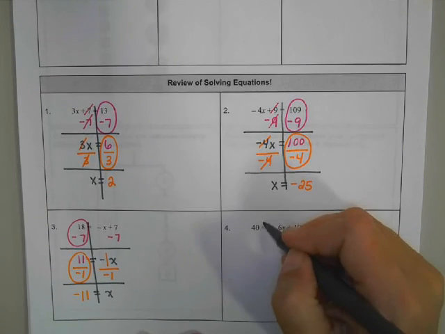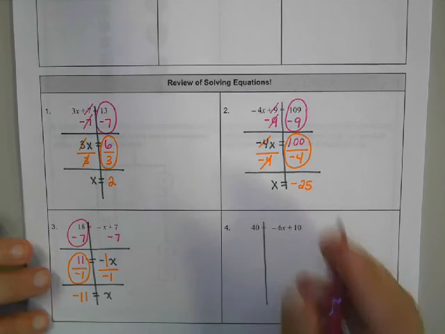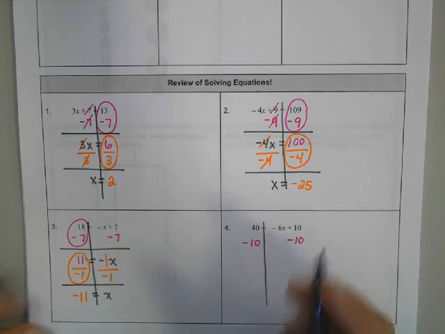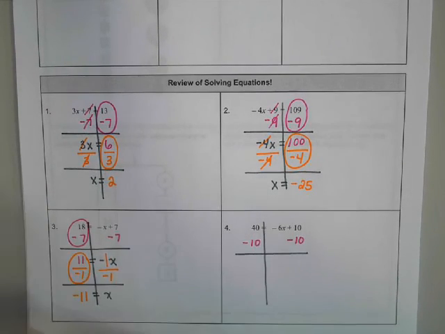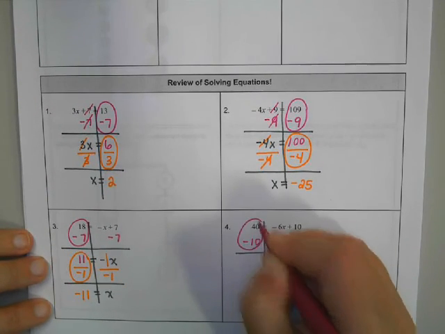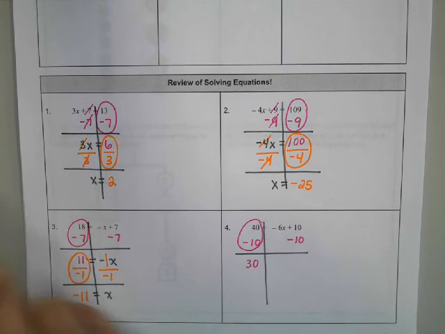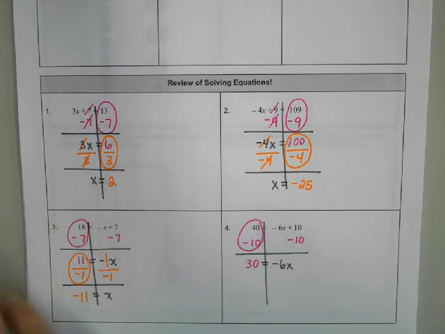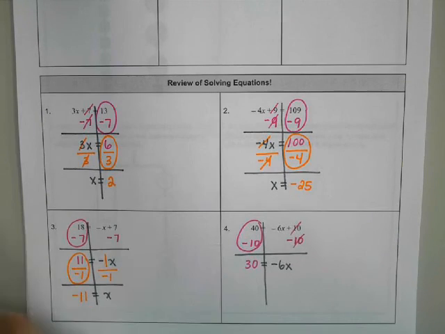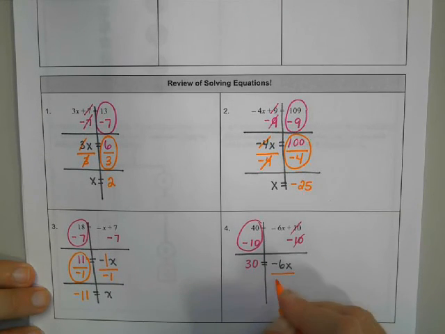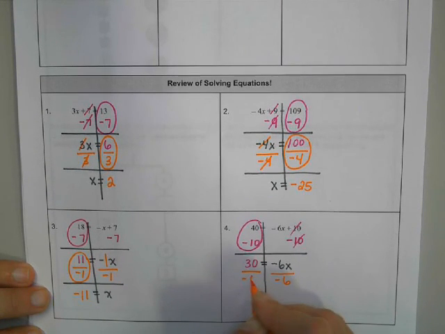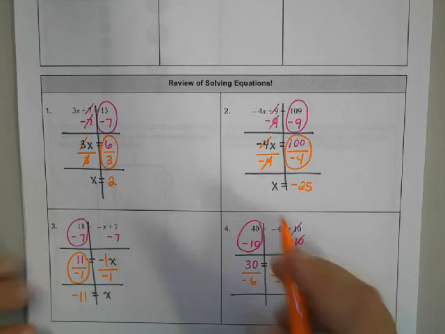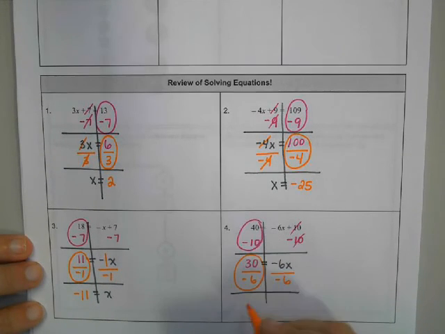Last but not least, problem number 4. I would start this problem by subtracting 10 on both sides. When I subtract, I get 40 minus 10 is 30. And then on the other side, the 10's cancel, so I'm just going to drop down the -6x. Next, I'm going to divide by -6. Now, 30 divided by -6 would be -5.